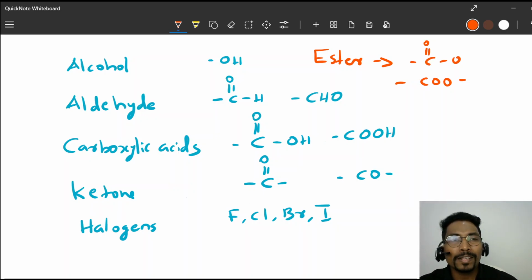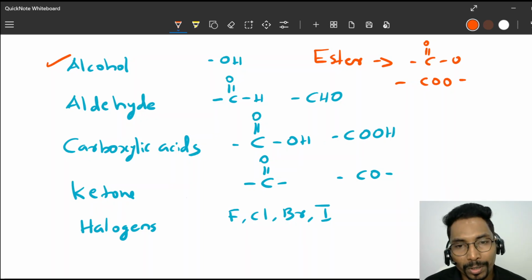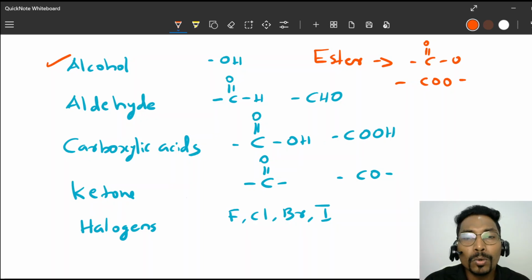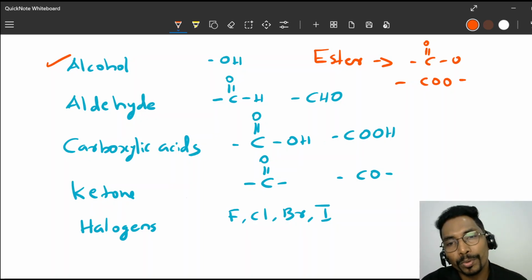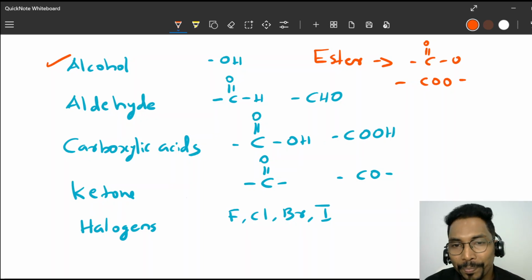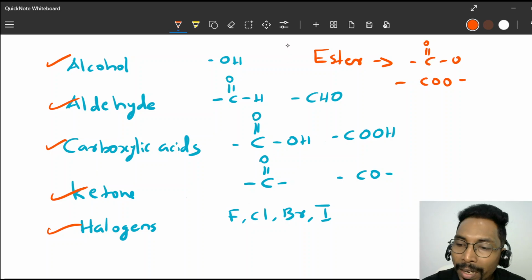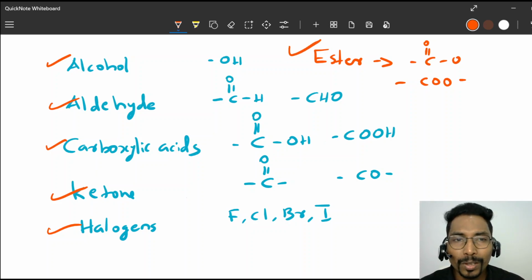So I'm repeating: alcohol, OH. Some students know alcohol is a functional group, but they don't know what the alcohol group is. That is wrong. You should know which group is alcohol. OH is the alcohol group, CHO is the aldehyde group. Like that you should study. So aldehyde is CHO, carboxylic acid is COOH, ketone is CO, halogens are fluorine, chlorine, bromine, and iodine, and ester is COO. So these are the important functional groups.